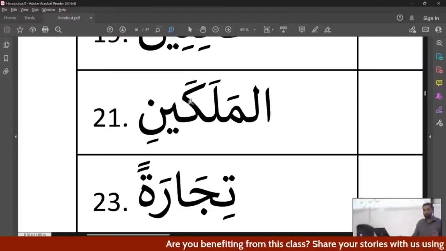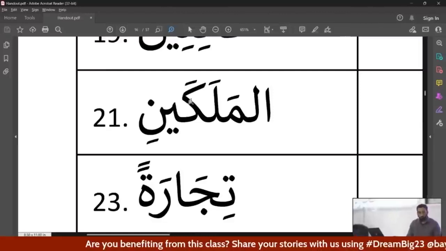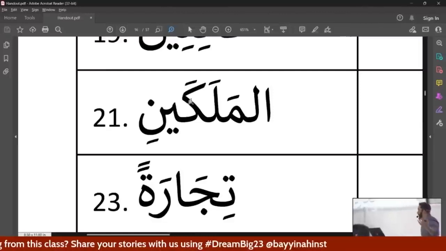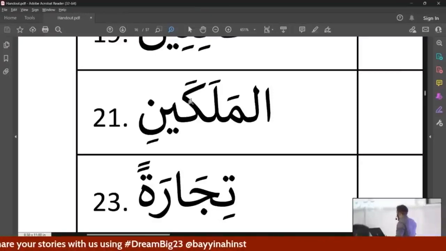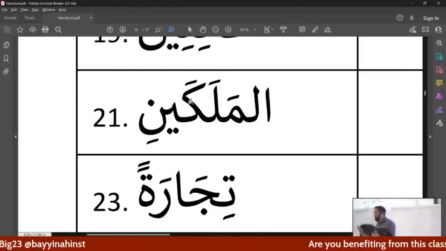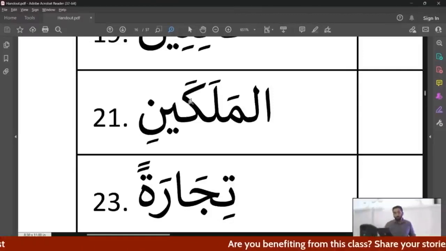Because there is no sign of feminine. There's no round ta, there's none of those weird endings. It's not a word that's feminine because the Arab said so. It's not a plural because it's a pair. There's no sign of feminine, so I'm going to go with what? Masculine. Tijaratan.